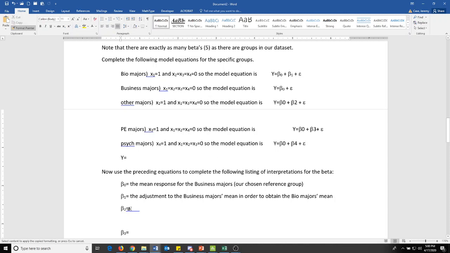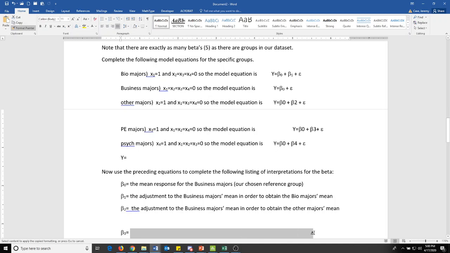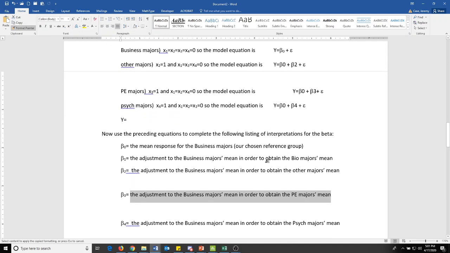Same thing for beta 2. This will be the adjustment to the business major's mean in order to attain the other major's mean. So beta naught plus beta 2. And then here for beta 3, I think you can get the pattern here, that it's the adjustment to the business major's mean to get the PE major's mean. So beta 3 is the difference between the mean for the PE majors and the mean for the business majors.